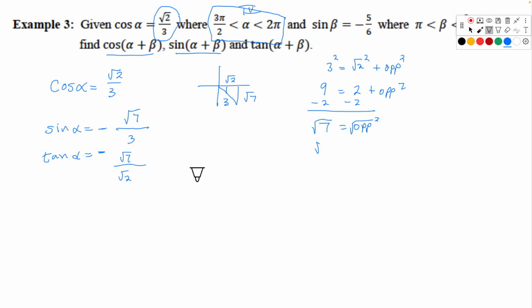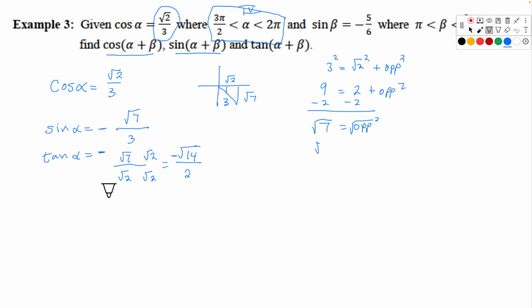Now they usually like us to rationalize the denominator, so maybe we do it here. Multiply by square root of 2 over square root of 2. Square root of 2 times square root of 2 is 2. 7 times 2 is 14, so that's the square root of 14 on top. And it's negative, so remember, both the sine and the tangent are negative.